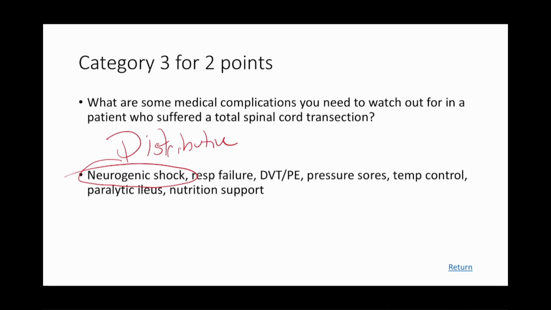Okay. Respiratory failure, we talked about DVT-PE, we talked about pressure sores, temperature control. The paralytic ileus deals with the GI and can things move. And your nutrition support, how can they eat? So again, these are the global things to start thinking of when you deal with patients who obviously have limited mobility. What do you have to do and worry about them going forward?